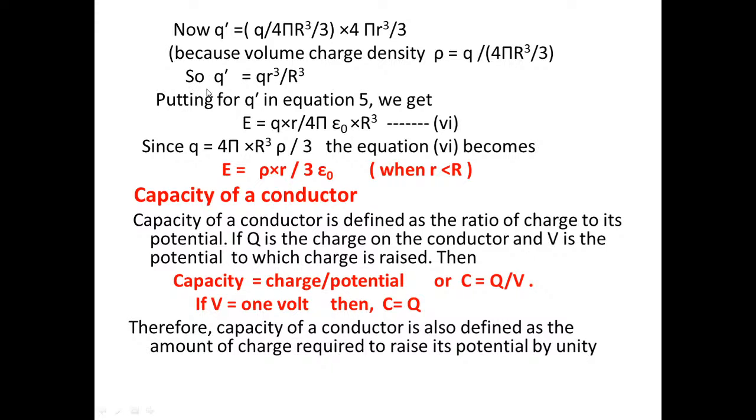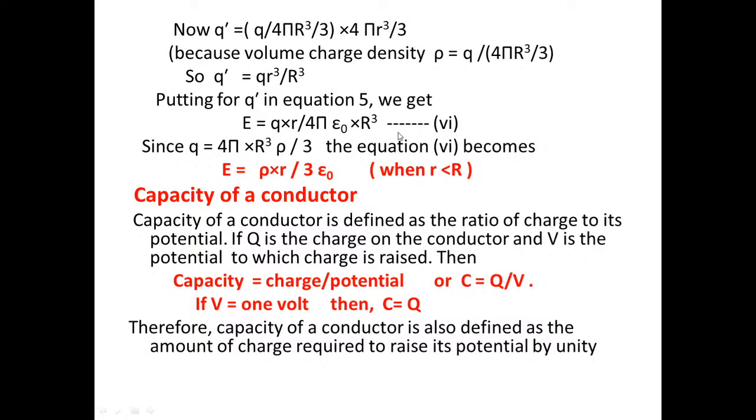So the value we get for Q dash is equal to Q small r cube upon capital R cube. If we put this value of Q dash in the previous equation, you will get E is equal to Q r upon 4 pi epsilon naught into capital R cube. Now what is the value of Q? It is the volume charge density into the volume of the charged sphere, so it is equal to 4 by 3 pi R cube into rho, the volume charge density. So this equation becomes E is equal to rho r upon 3 epsilon naught.